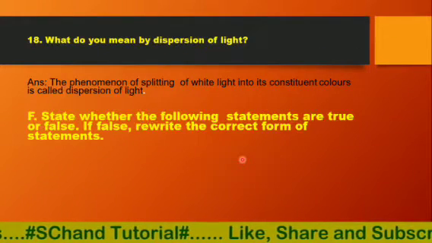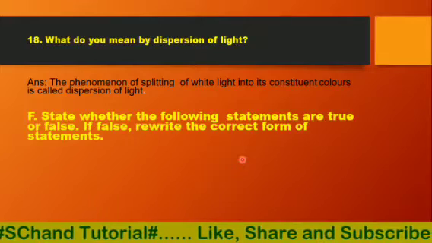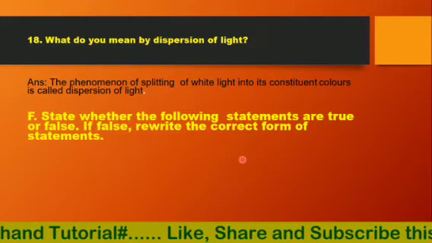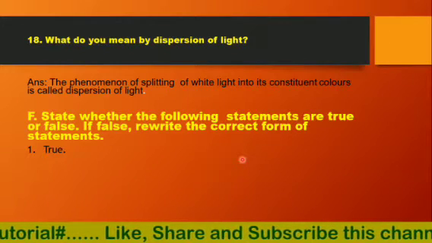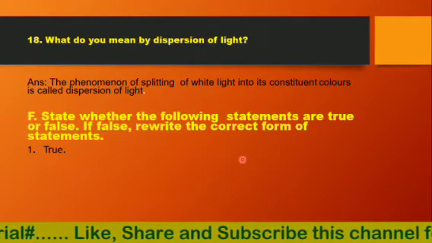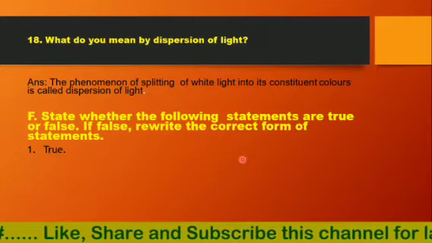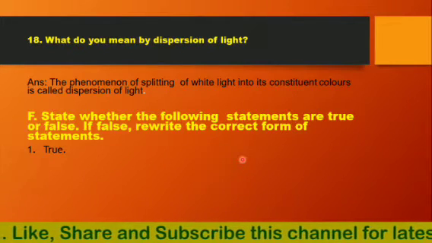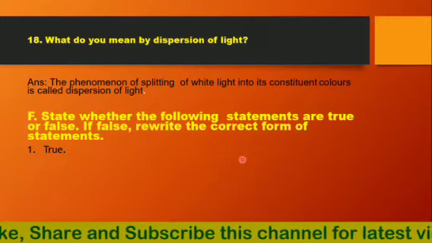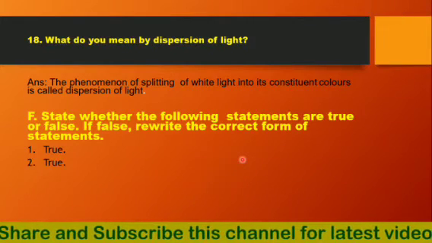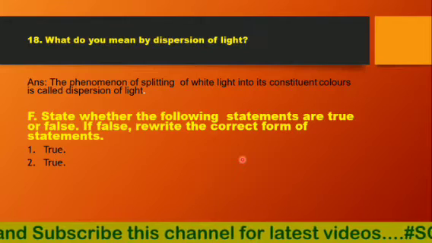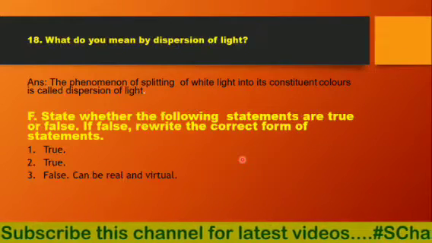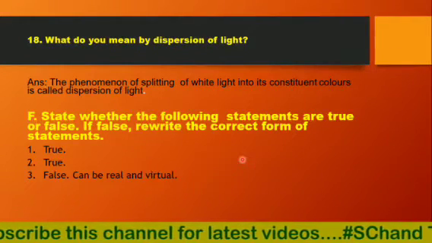Next we have: state whether the following statements are true or false. If false, then rewrite the correct form of the statement. The very first statement: in a convex mirror, reflection takes place on the outer surface. That is true. Second, a ray of light passing through the center of curvature of a concave mirror is reflected back along the same path. That is true. Third, the image formed by a concave mirror is always real. That is false. It can be real or virtual both.